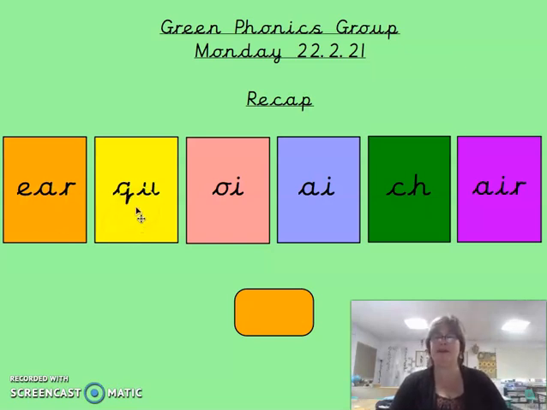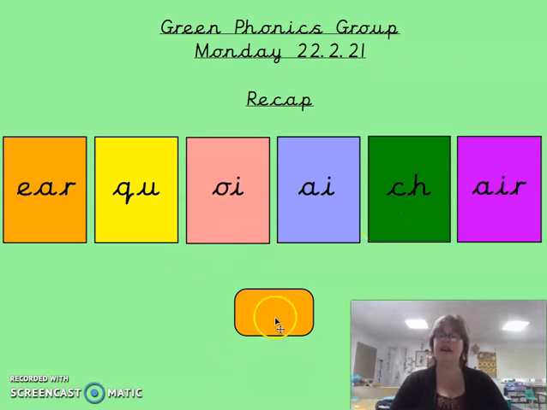How about this one on yellow? How about this one on pink? Oi. How about this one on the lilac? A. And green. Ch. And purple. Air. Did you get all of those? Well done if you did.